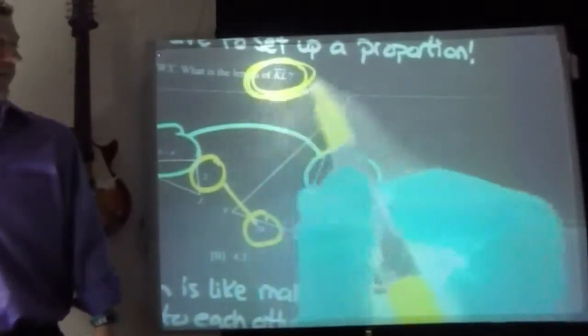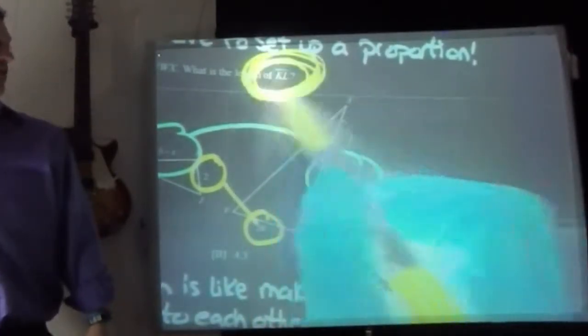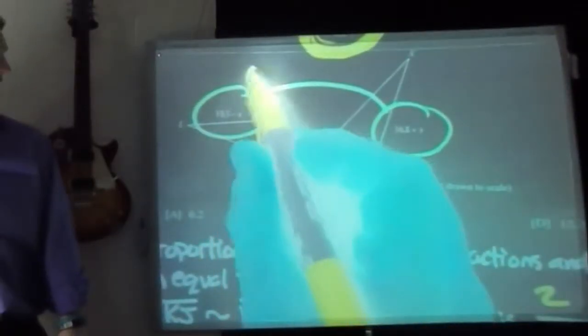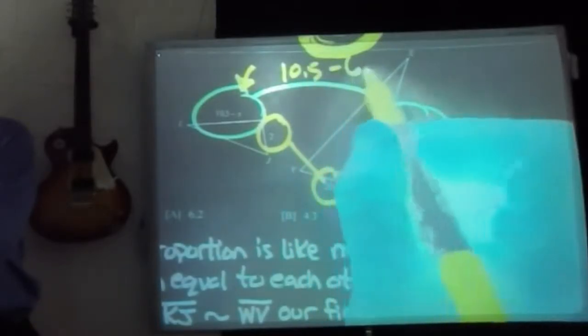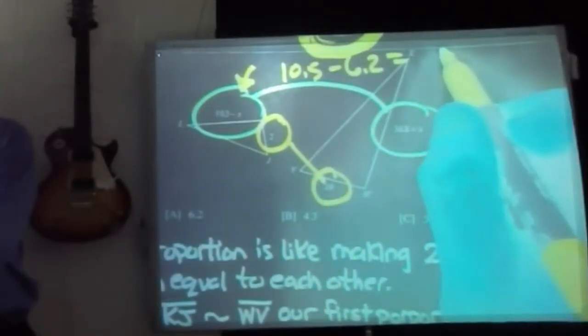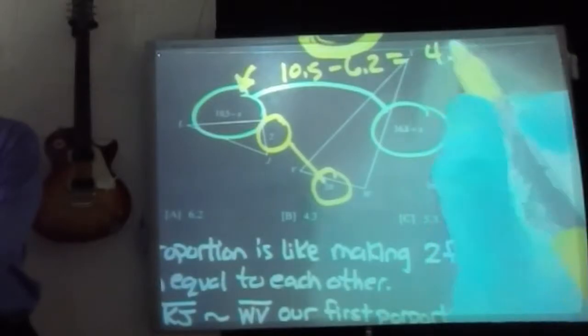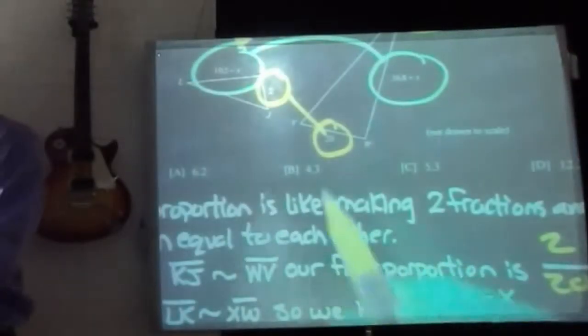What do we really want? You want KL. Where's KL? Up at the top, right there. So you really have to go 10.5 minus 6.2. What do we get? 4.3. That's the answer you want.